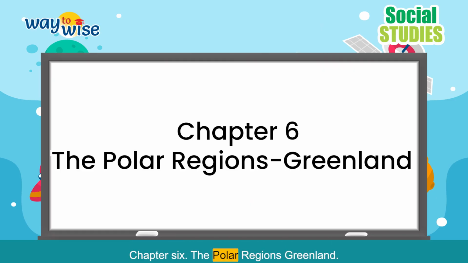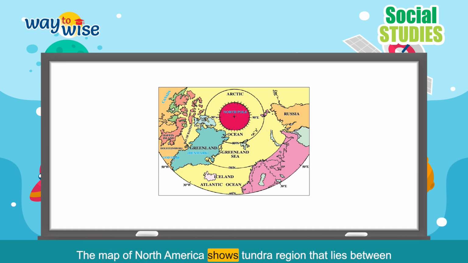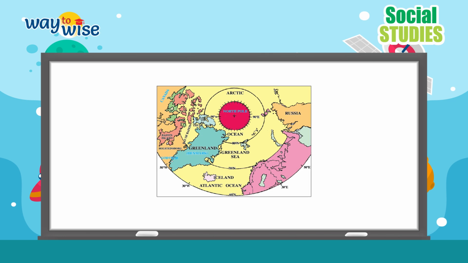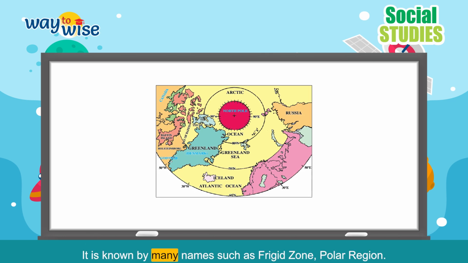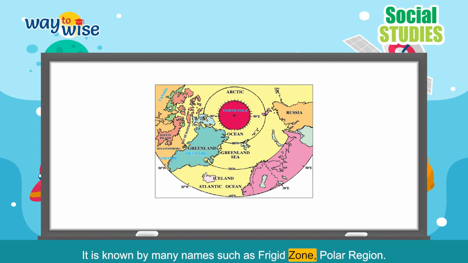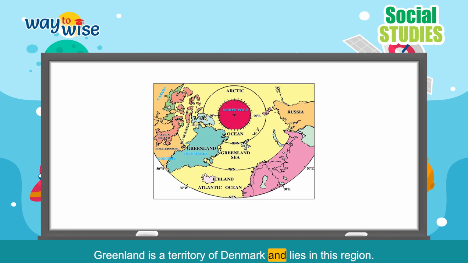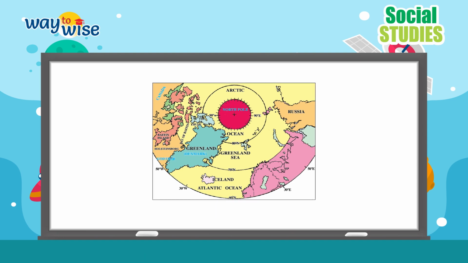Chapter 6: The Polar Regions. Greenland. The map of North America shows the tundra region that lies between 66.5° N. It is known by many names, such as frigid zone, polar region. Greenland is a territory of Denmark and lies in this region.